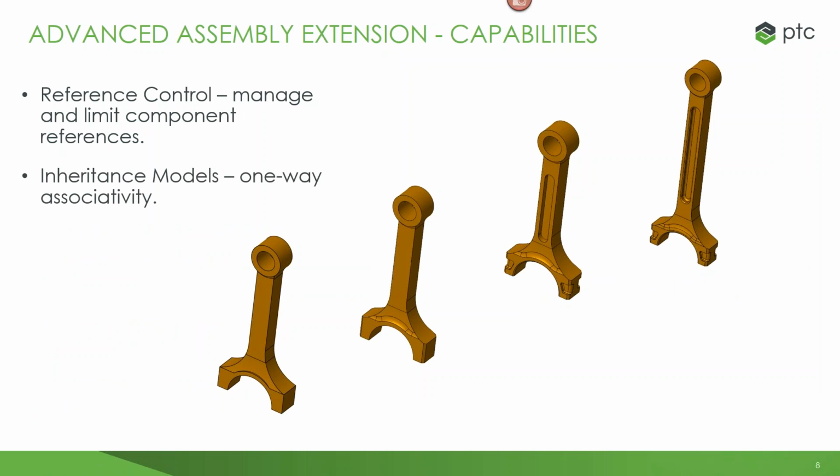There are also things called inheritance models, and these are one-way associativity models. So you can think again like a parent-child relationship. Let's take this model here. Let's say this is the parent, and you step through a design process, making small changes. Each of these changes is seen within the children, but they don't go the opposite way up to the parent.